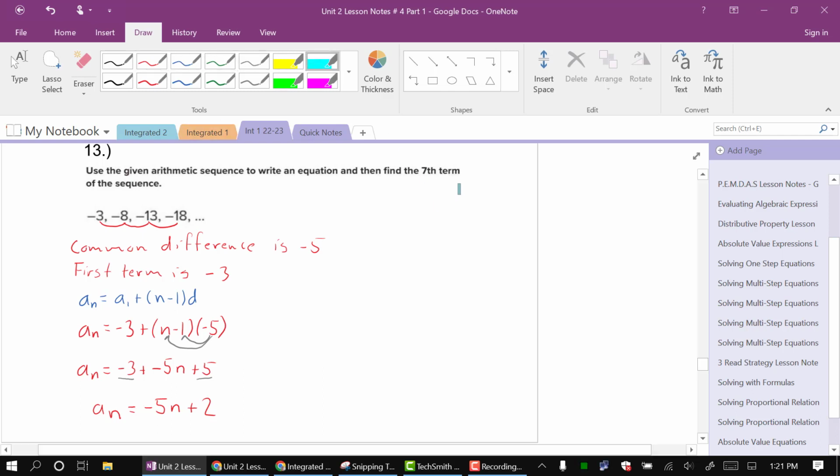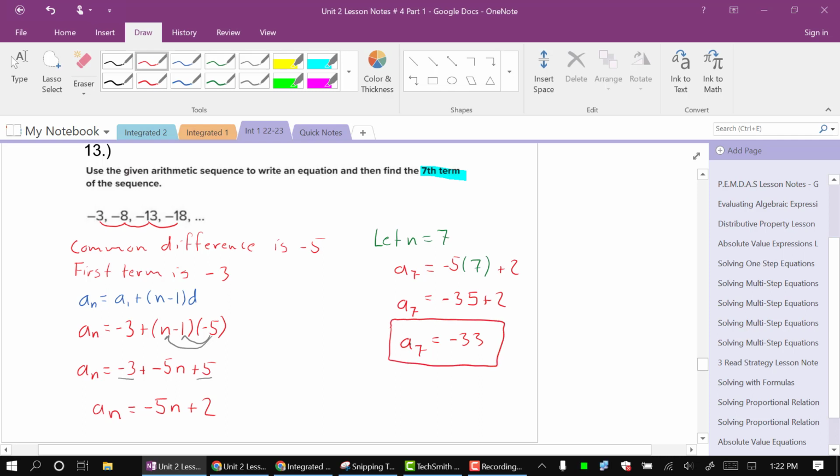The original problem told us to find the 7th term. So now I have what that n is. So let n equal 7. What does that give us? a_7 equals -5 times 7 plus 2. So a_7, -5 times 7 is -35 plus 2. I can add those two together. a_7 is going to give me -33. So the 7th term of this sequence is -33.